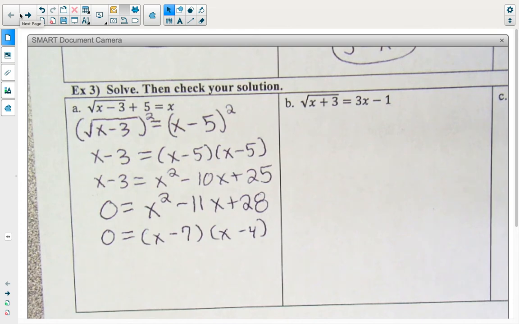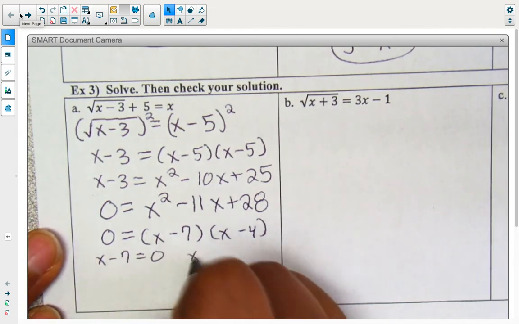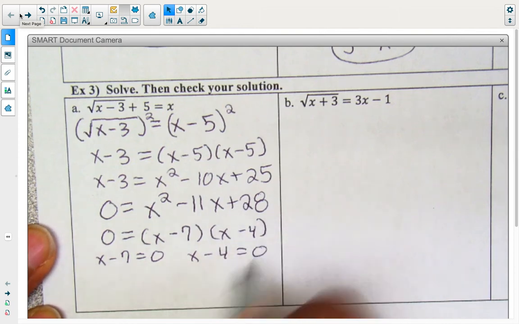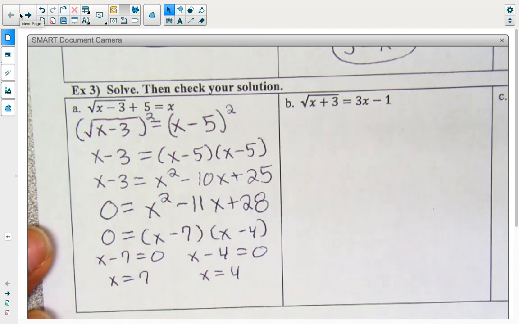You set each factor equal to 0. So x minus 7 equals 0 and x minus 4 equals 0. X equals 7 here, x equals 4 here. Check your work.